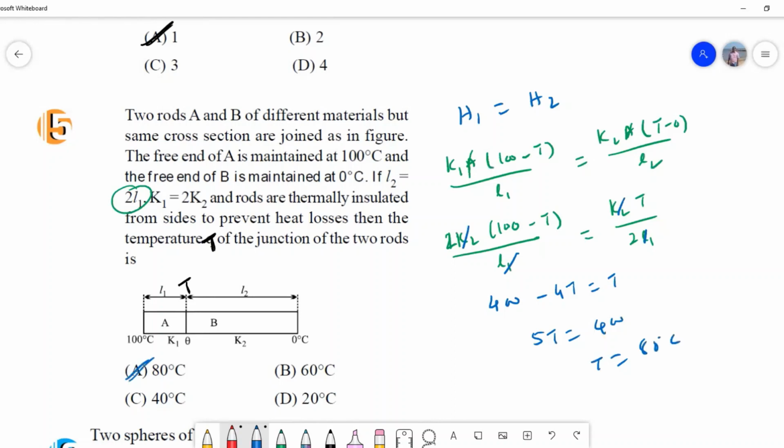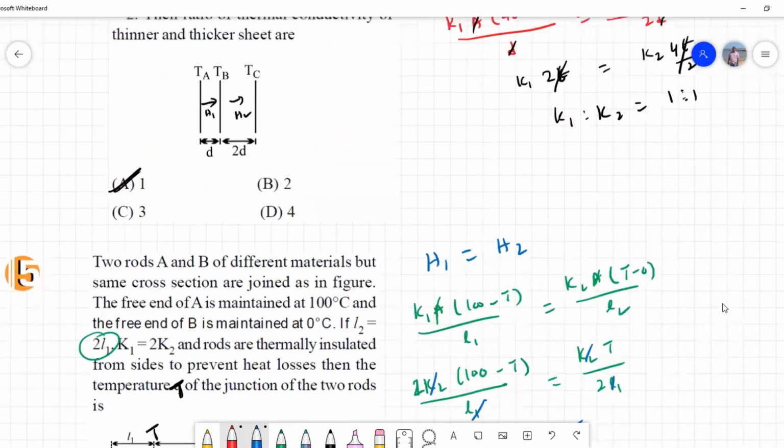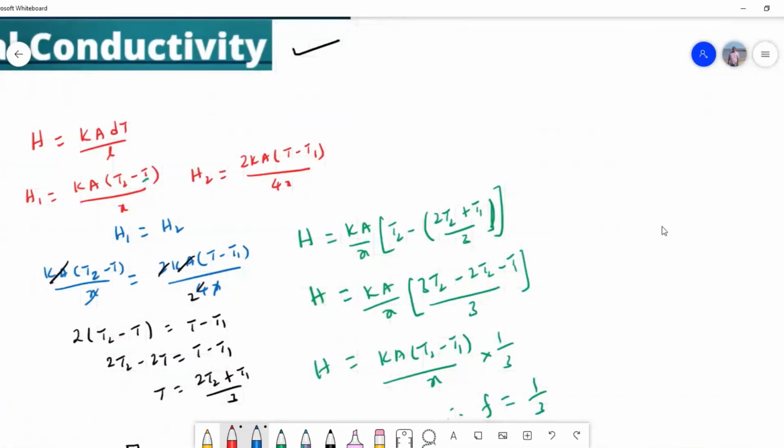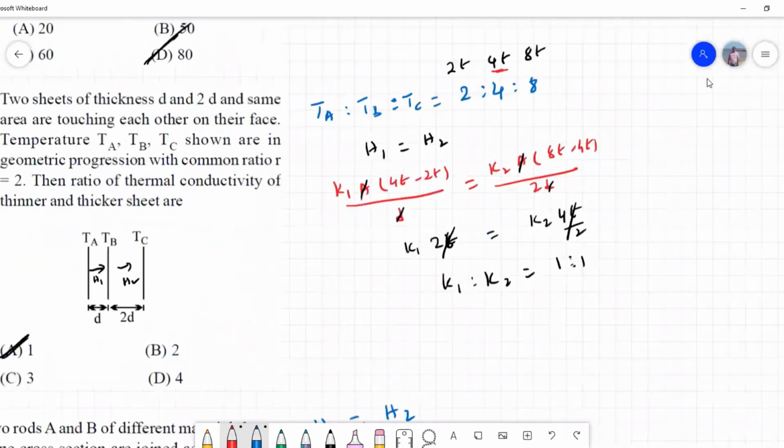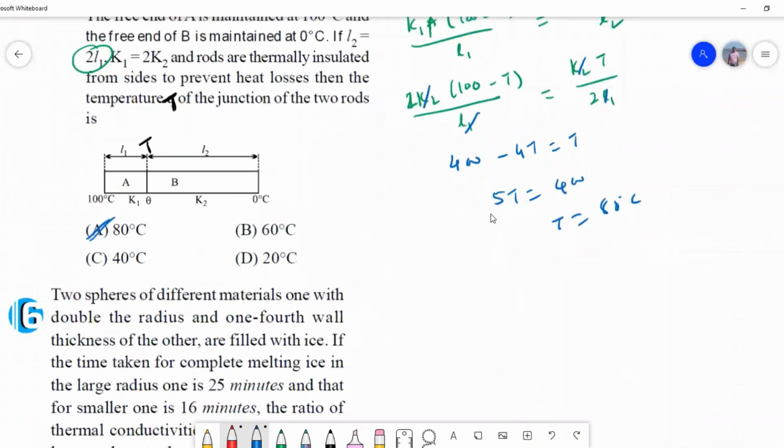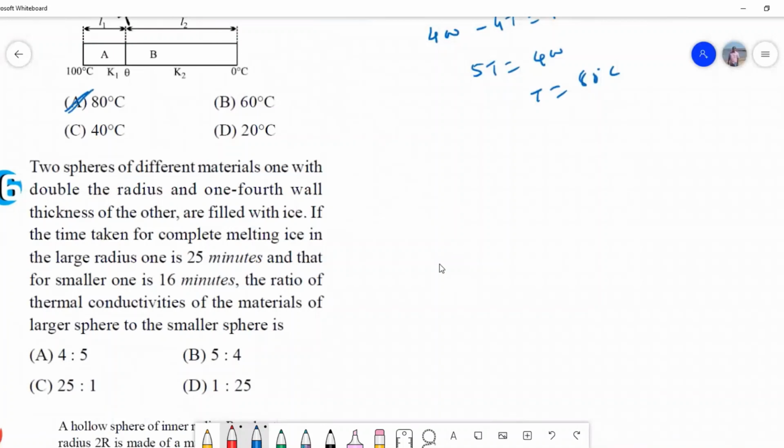So for all these problems up to 5, I just equated the heat currents and solved. Heat current is the simple concept for all these problems. Let's move on to problem number 6. This is again a good problem. In physics, it is better to always draw the diagrams. We always get the answers correctly.